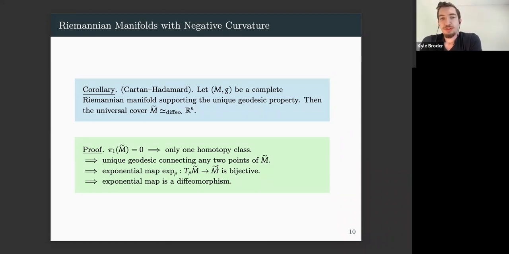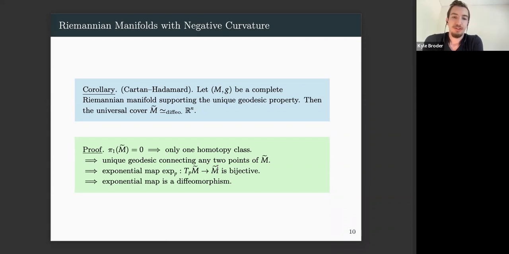So one important corollary of this unique geodesic property is the Hadamard Theorem, which states that if we have a complete Riemannian manifold which supports the unique geodesic property, then its universal cover has to be diffeomorphic to R^n. Now, the argument is quite simple. The universal cover is simply connected, so there's only one homotopy class to work with. And therefore, for any 2 points in the universal cover, there's a unique geodesic connecting them, which minimizes the length. But then if you just write out the definition of the exponential map, you'll soon realize that the exponential map is therefore bijective.